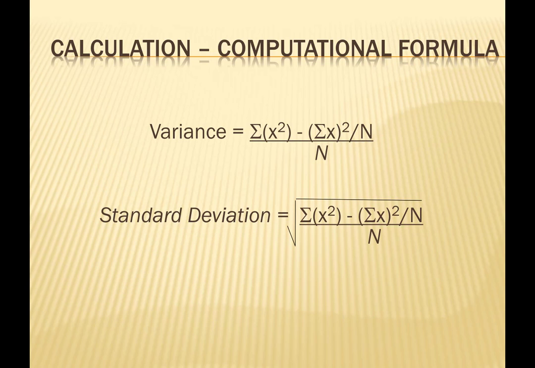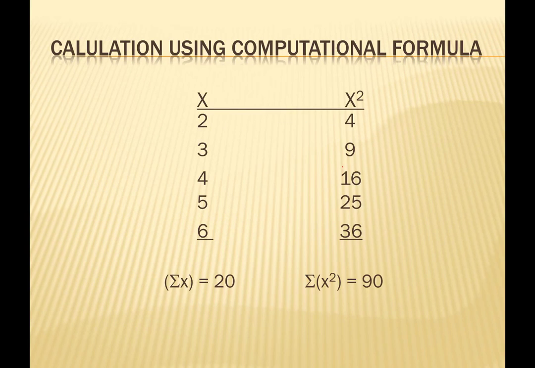So you see in this formula here, you need to have the sum of x's squared. So we want to square all the x's and total them, minus, and this is in parentheses here, the sum of x's, that would be the total, squared, over n, all divided by n. And of course, when you square root the entire thing, then it becomes your standard deviation. So let's see if we can use the computational formula this time.